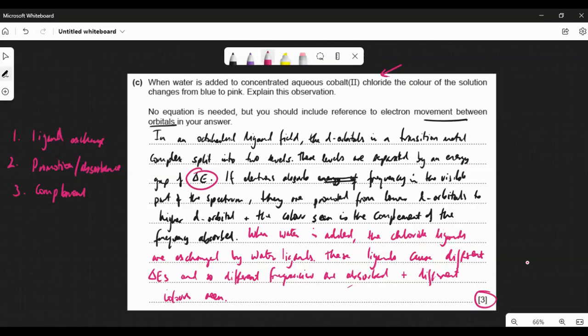We've done this question so many times that you've got to get a perfect answer. Seriously, this comes up too much. Don't waste marks here.